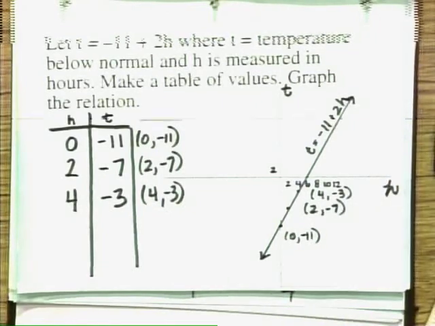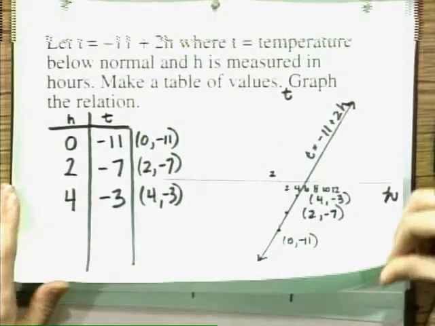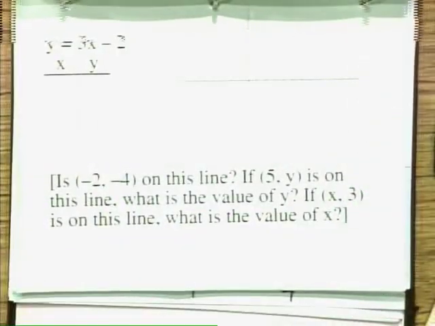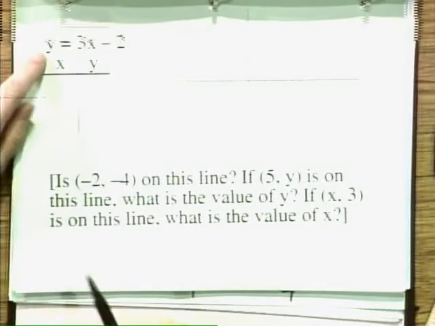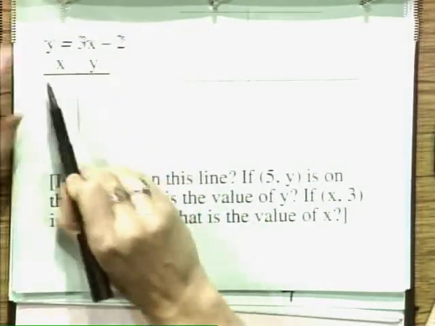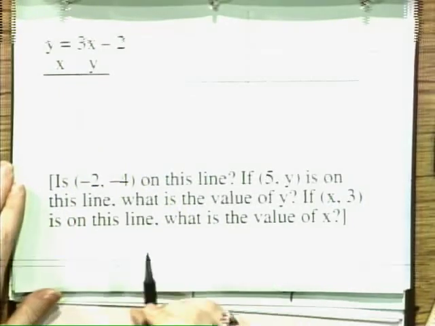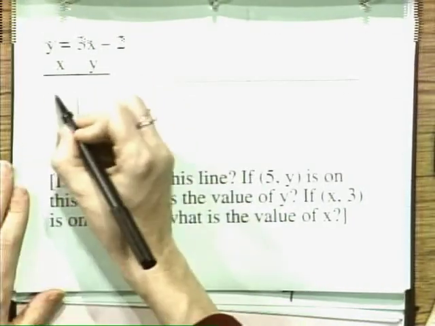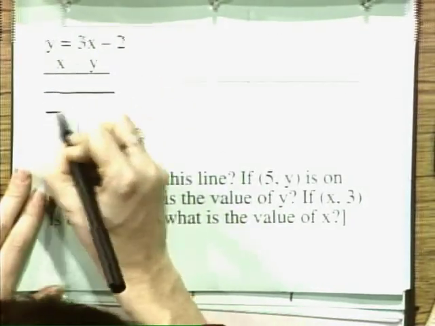All right, let's do 1 or 2 more lines that maybe don't come from a situation, but are just simple problems to graph. Y equals 3x minus 2. Well, again, we're going to make our little chart here. First, we're going to figure out an x. Again, how many of these should we get? 3 of them. So we're going to do 3.